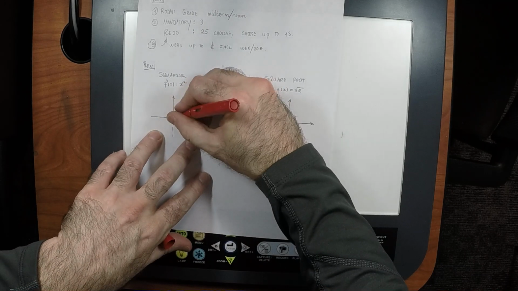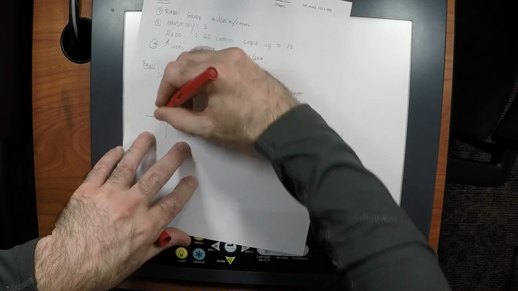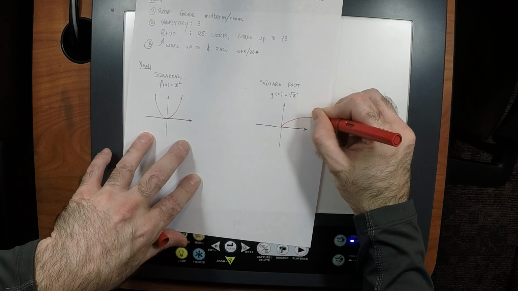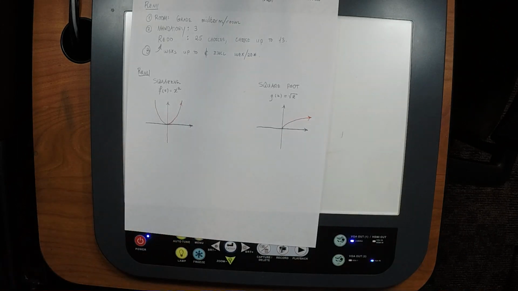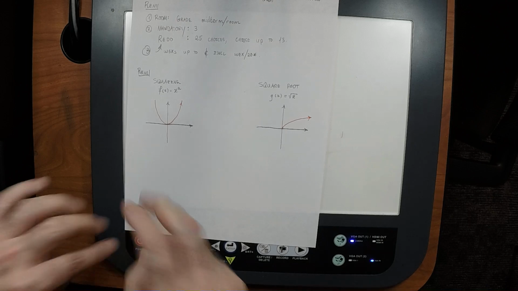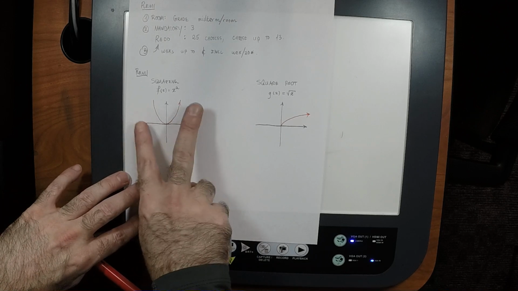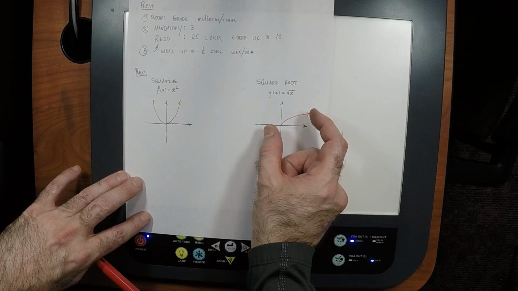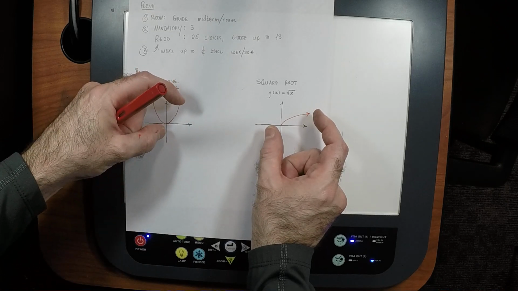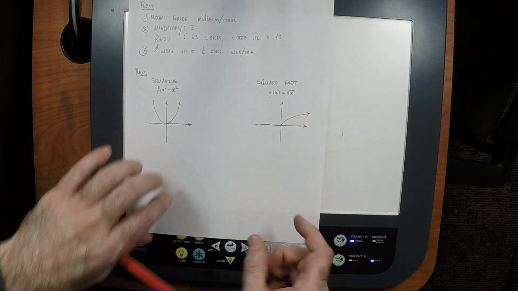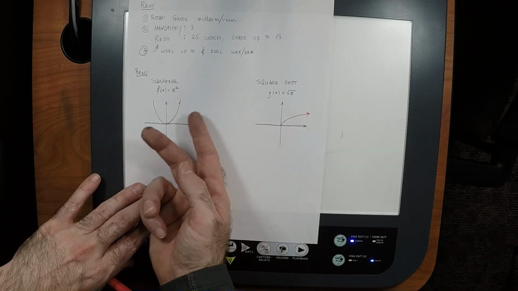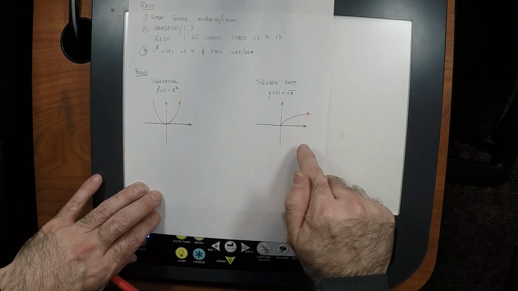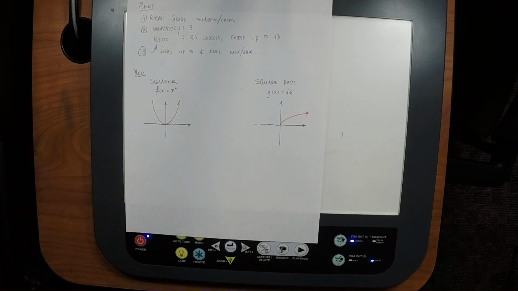The squaring function plots as a parabola, and the square root function like so. What I'd like for you to observe about the squaring function is it has kind of two halves, right? Like a left side and a right side. And the square root part is basically exactly the same as the right side. But it doesn't have a counterpart, in the sense that if you reflect this one that way, you get that one. But if you reflect this one down, there's nothing down there.